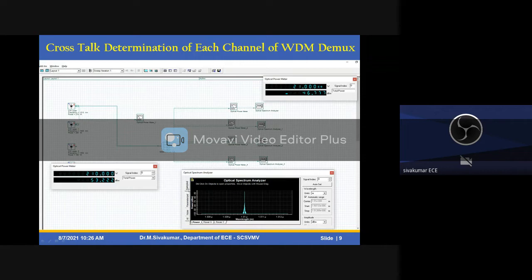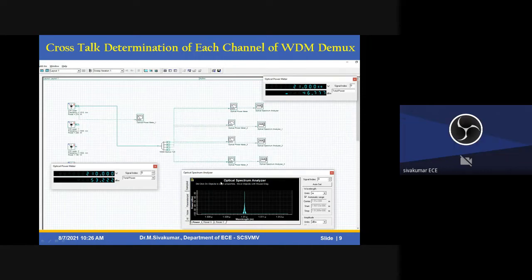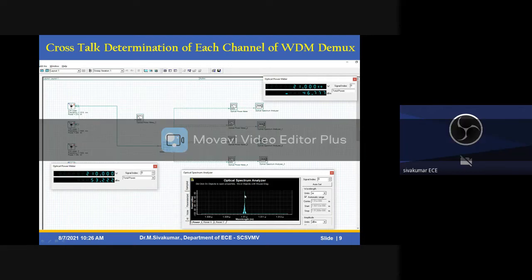Okay. Also, we are getting the optical spectrum with 1.51 wavelength. That is nothing but 1510 nanometer wavelength. So that we are getting the optical spectrum as this one. Okay, let us see with the simulation file.